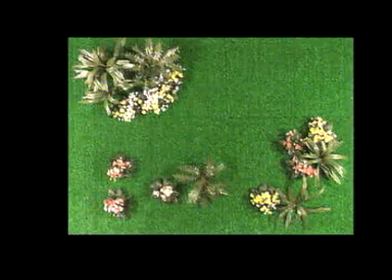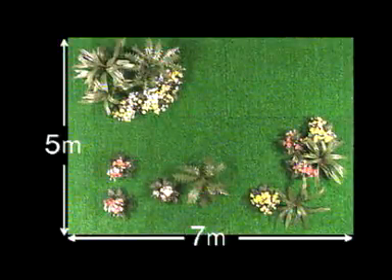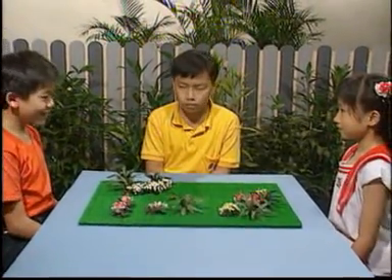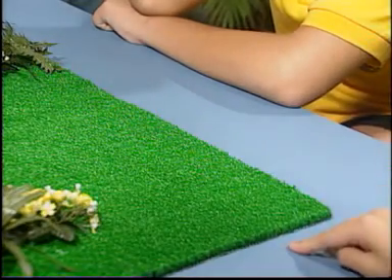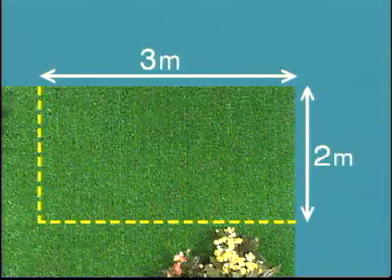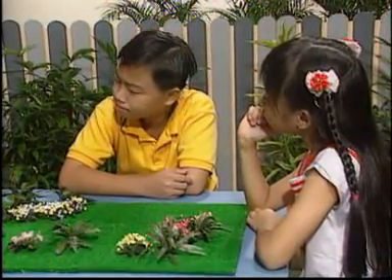Here's a model of a garden which is 7 meters long and 5 meters wide. Let's see what the children are up to. Yes, a rectangular fish pond would be a good idea. How about having it in this corner? Yes, we can let the pond be 3 meters long and 2 meters wide. That means the area of the pond is 3 meters multiplied by 2 meters. That's 6 square meters. But how much of the garden will be left? We do want some space for other things, don't we?